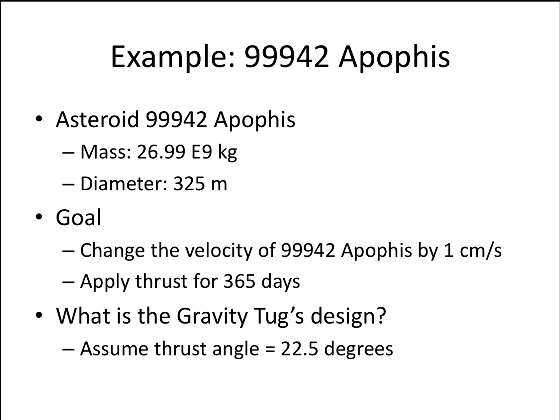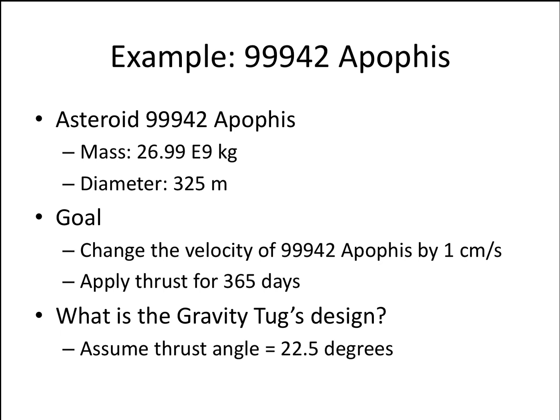Let's take 99942 Apophis. We'll take that as our example and we'll run the numbers and see how that goes. This asteroid's about 27 times 10 to the 9th kilograms. Its diameter is 325 meters maximum. And let's say that we wanted to change its velocity by 1 centimeter per year, which is plenty of change to affect its course enough to miss Earth.